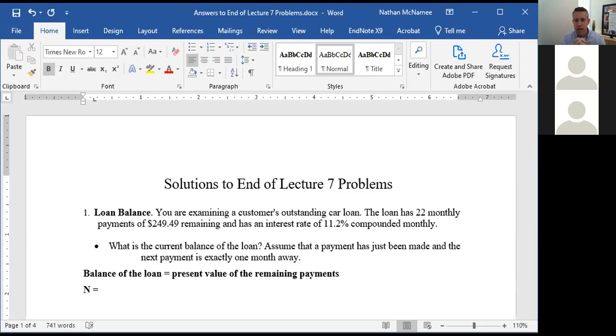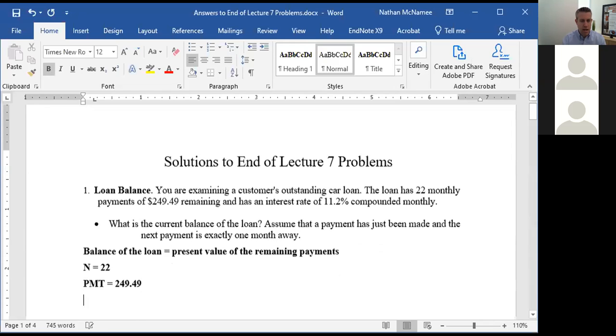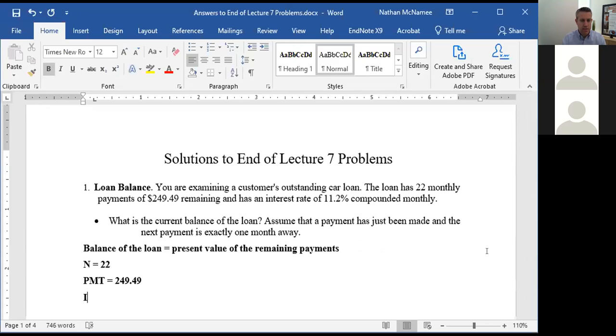How many payments are left? 22. 22, good. Okay. What is the payment? 249.49. And the interest rate is 11.2. Okay, here's the trick though. 11.2 divided by 12. You see this?